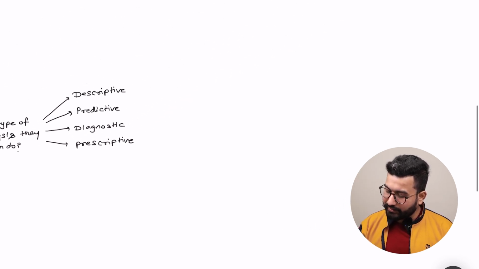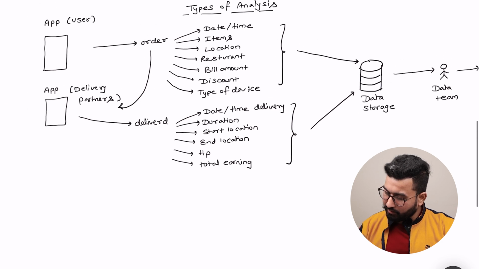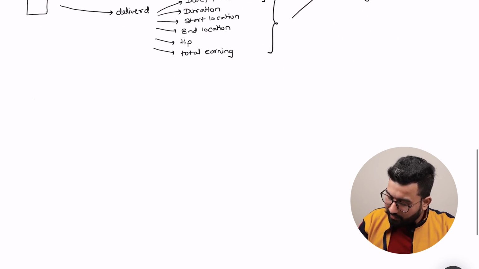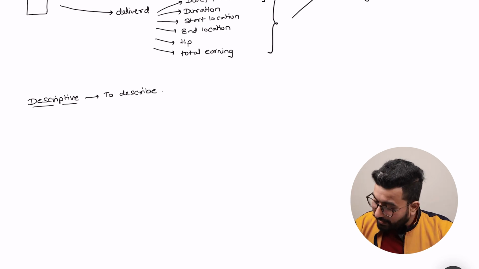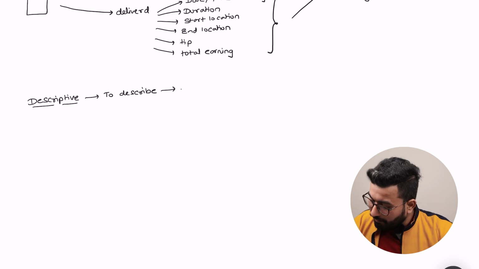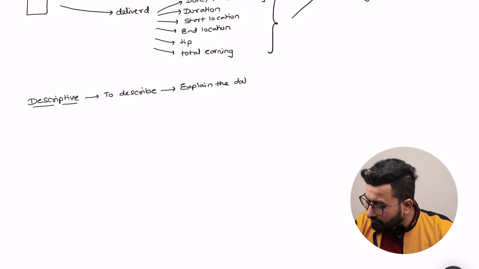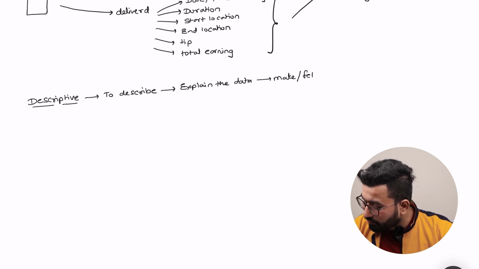Number one is descriptive. Let me write over here. Descriptive basically means to describe. Now here I am trying to describe my data. I am trying to explain the data. I am trying to make or fetch meaning out of it.